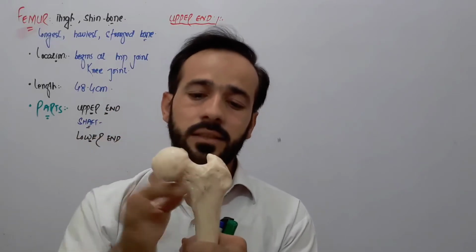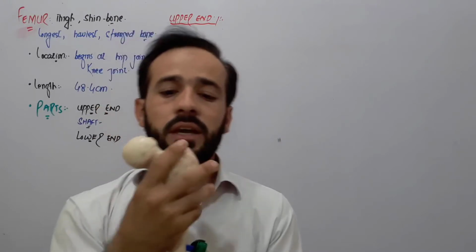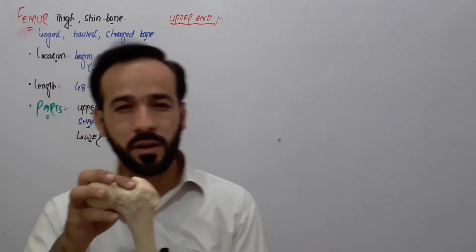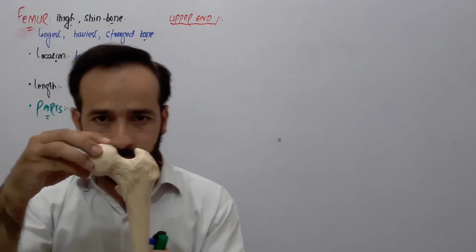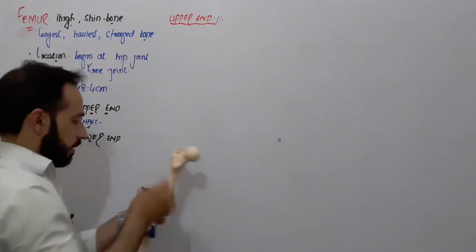The head, the neck, the greater trochanter, the lesser trochanter, the intertrochanteric line and intertrochanteric crest. And then there are some depressions, the fovea, then the apex, and the tubercles are also there. We will discuss all these and show you all these in the video while we discuss this bone itself.